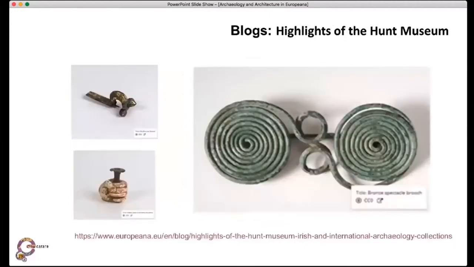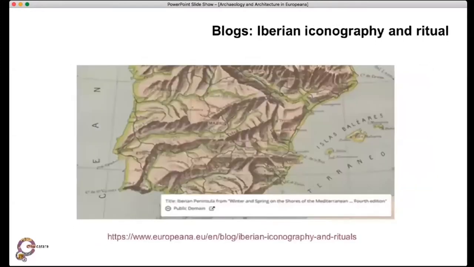Blogs can also be a good way of showcasing some of the highlights from your own collection, as in this blog from the Hunt Museum. The Iberian Iconography and Ritual Gallery focuses on the iconography shown in Iberian art and objects from archaeological research and what it says about the social structures, beliefs, and myths of the Iberians.